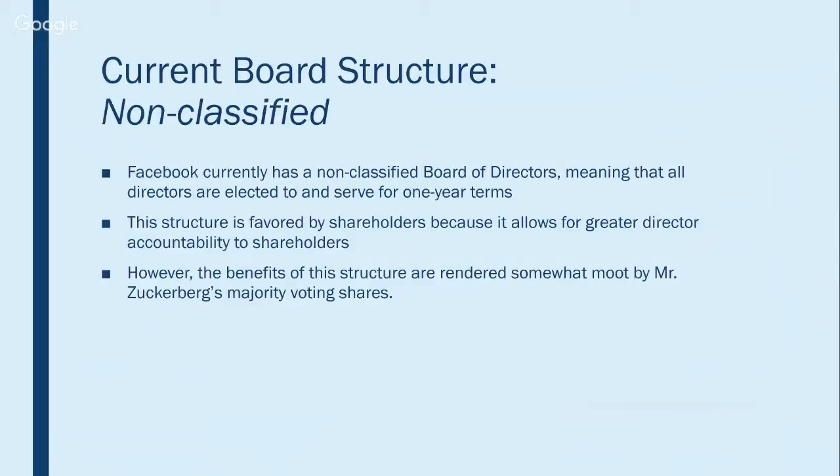So the next area that we looked at was the current board structure, which is non-classified. Facebook currently has a non-classified board of directors, which means that all of its directors are elected to and serve for one-year terms. This is as opposed to a classified structure where there are classes which serve multi-year terms and not all directors are up for election at once. This structure is favored by shareholders because it allows for greater accountability to them.